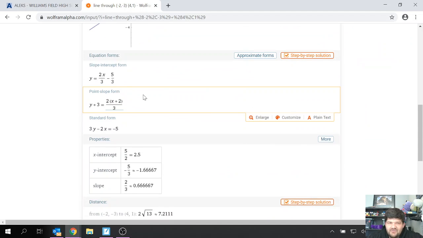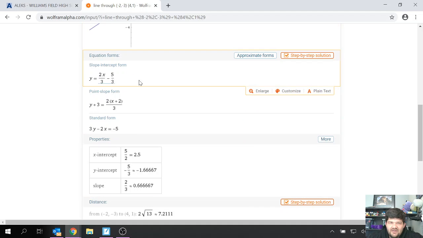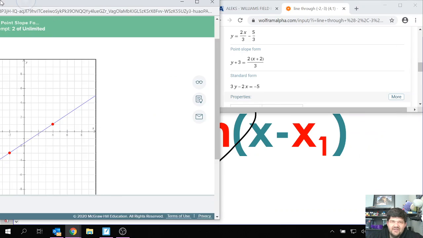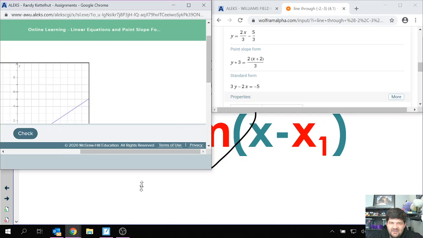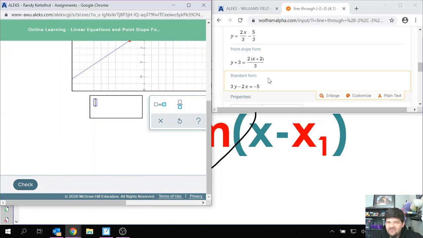So for us, you would just take any one of these and type it in. I would recommend slope-intercept form because that's what Aleks is specifically probably looking for. However, for giggles, and this may not work because I had not tried this, I wonder if you can just type in the standard form. That's the easiest one to do.